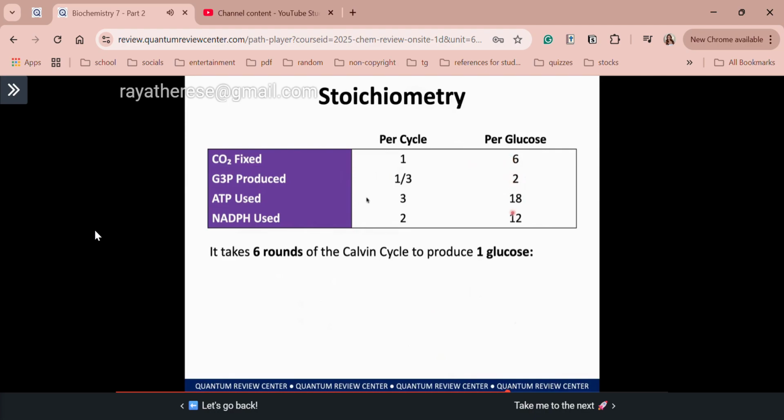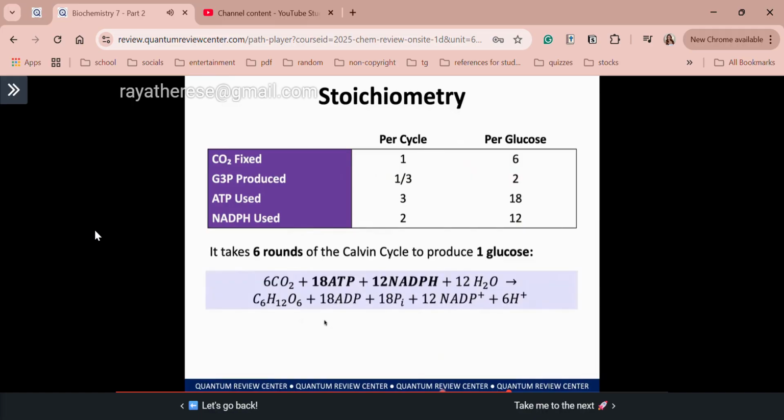Moving forward, 18 ATP in total and 12 NADPH is the total energy needed to synthesize glucose. Grabe, class, the energy needed here in your Calvin cycle. We emphasize here, 6 rounds meaning 6 carbon dioxide fed, 18 ATP needed, and 12 NADPH reducing equivalents needed in your Calvin cycle or in your glucose production through photosynthesis.